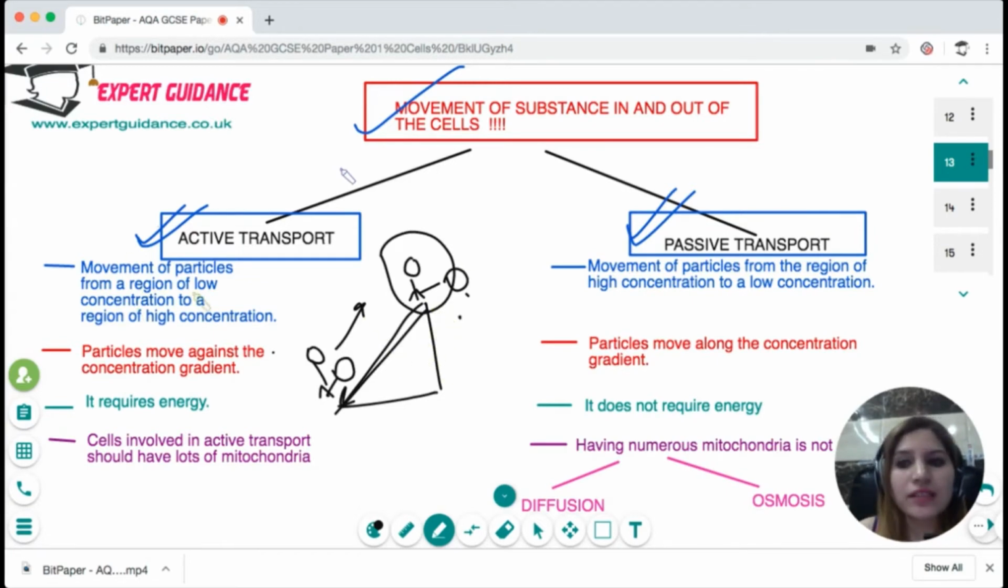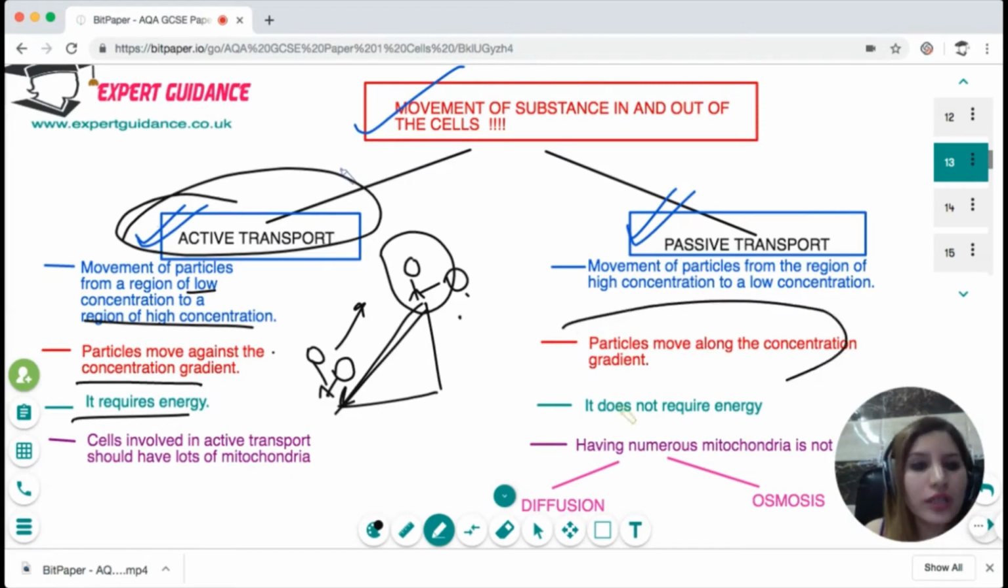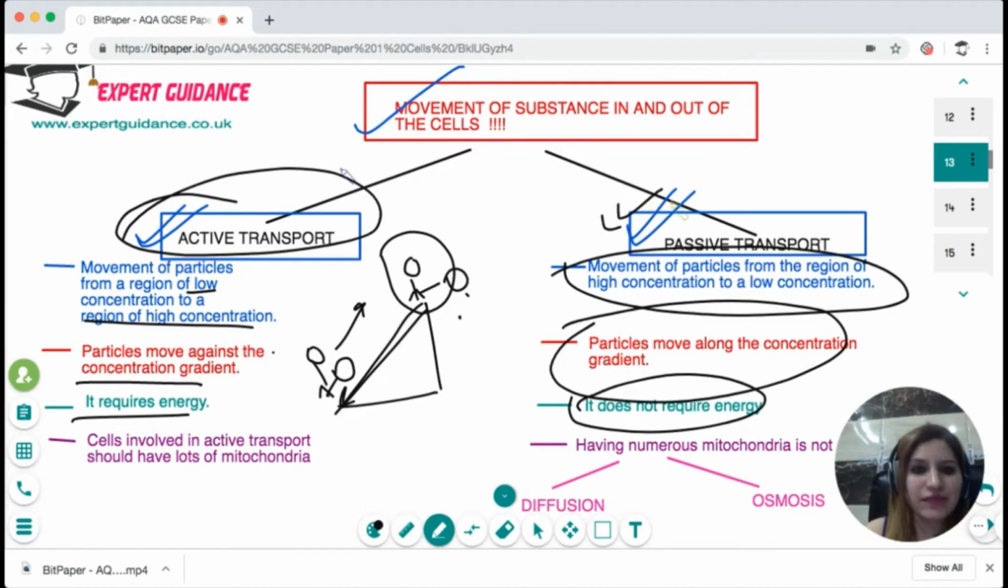Whenever the particles move from low to a higher concentration, which means the particles move against the concentration gradient, it requires energy, and this is known as active transport. And when the particles move along the concentration gradient, that is from a region of higher concentration to a region of lower concentration without the use of energy, then that is known as passive transport.